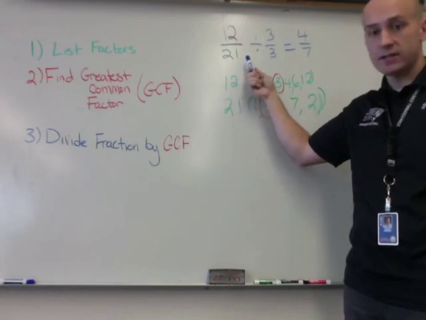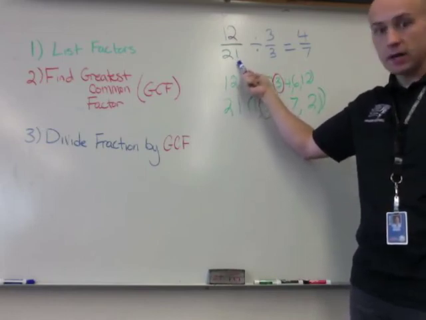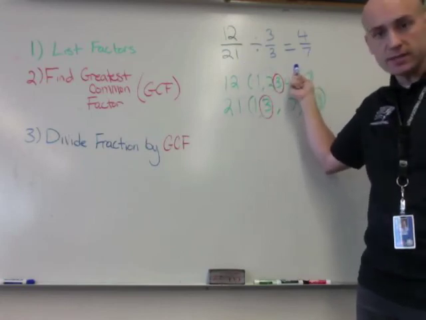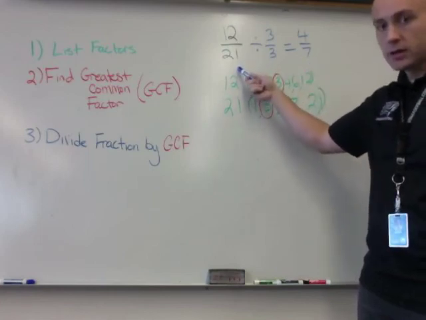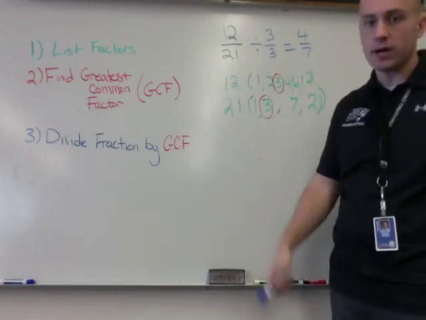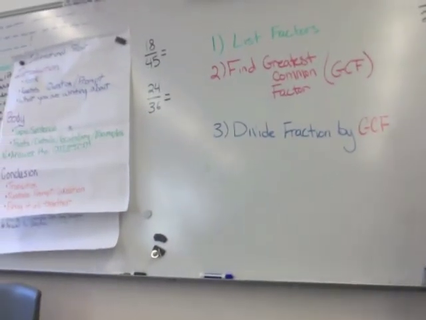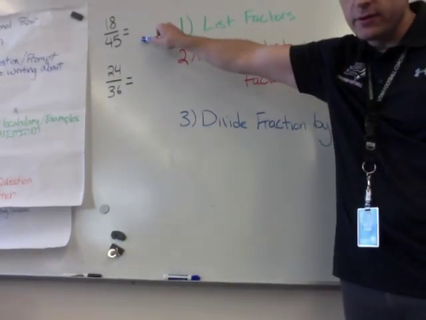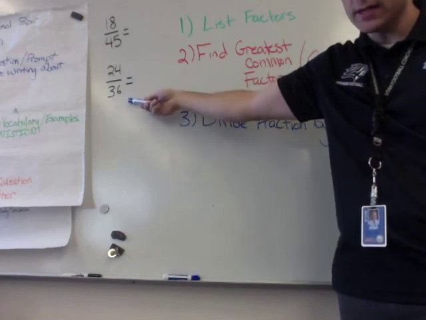If I drew this out as a picture, as a pizza or whatever, this would look really similar to this. This is just cut up into fewer pieces because there's only 7 pieces. This has 21. Okay, here are your extra credit bonus problems. You have 18 over 45, simplify that, and 24 over 36, simplify that.